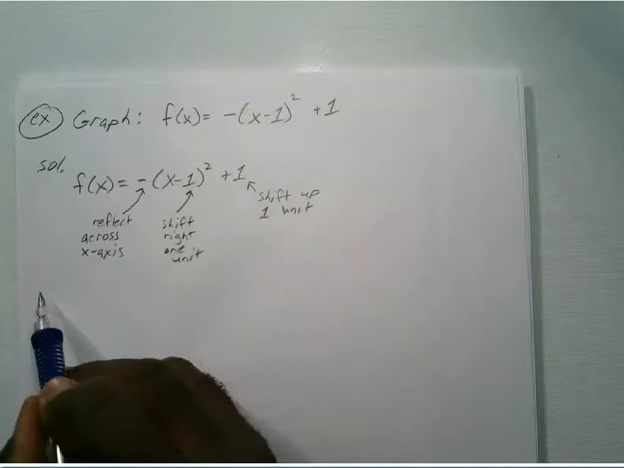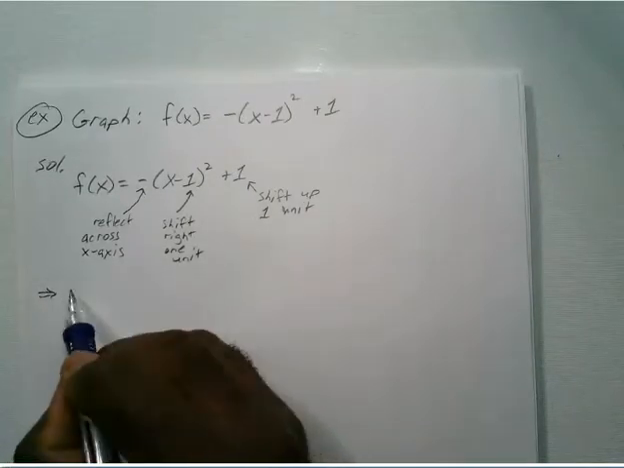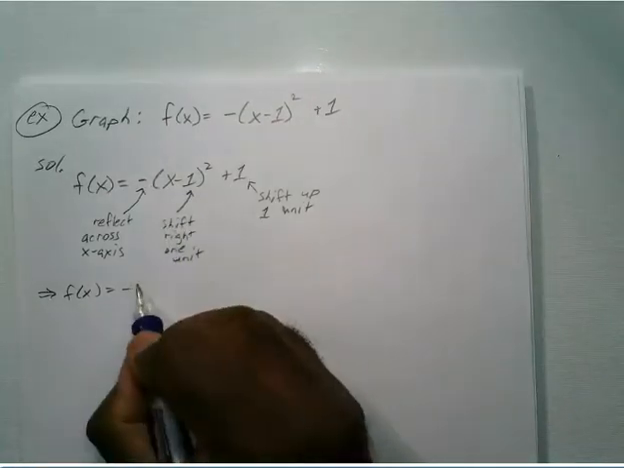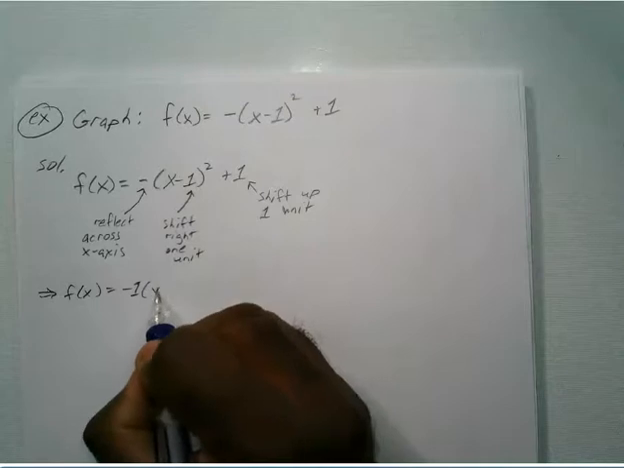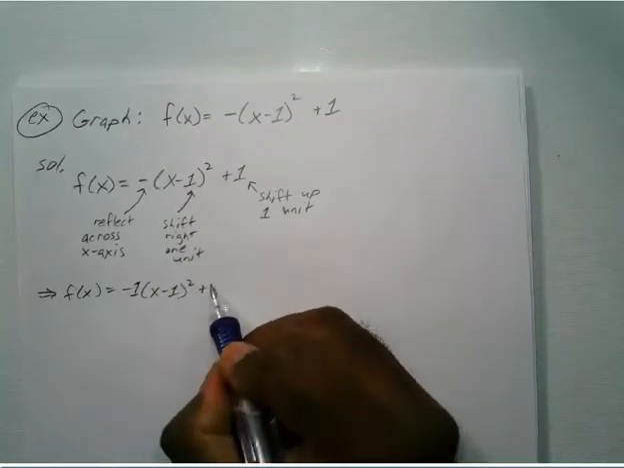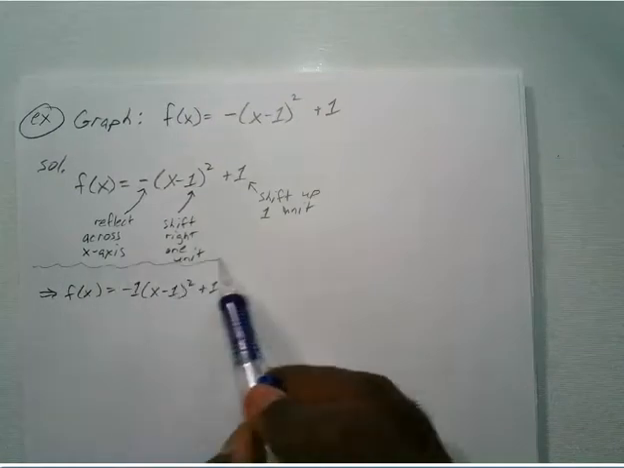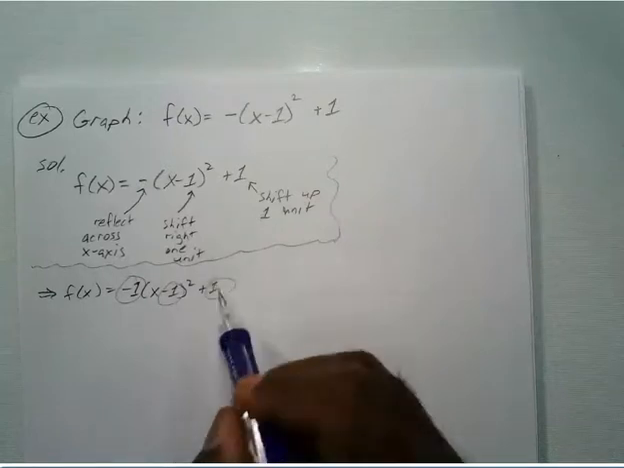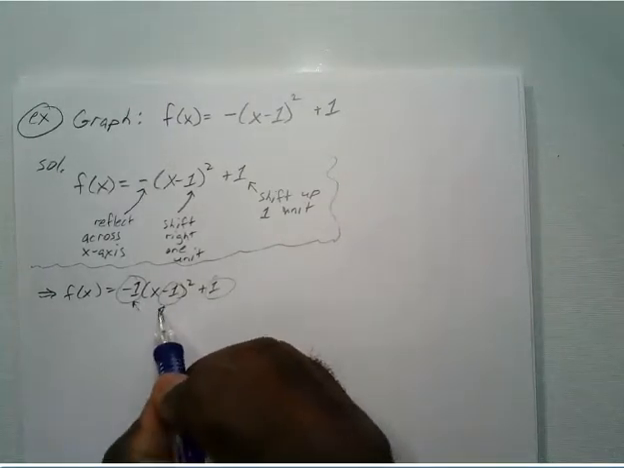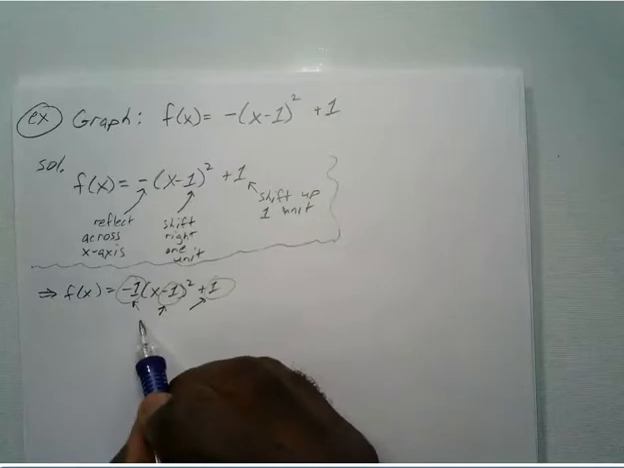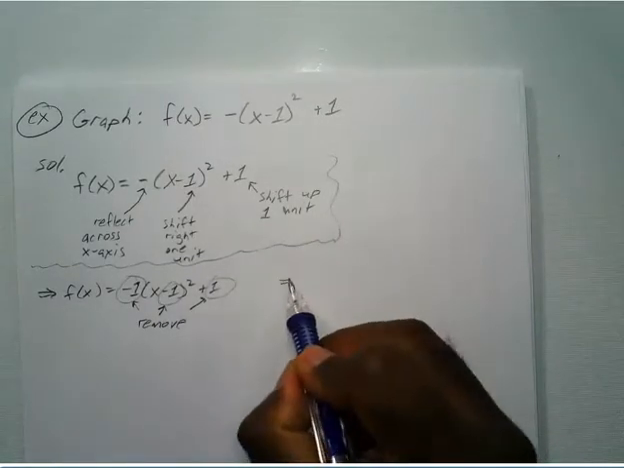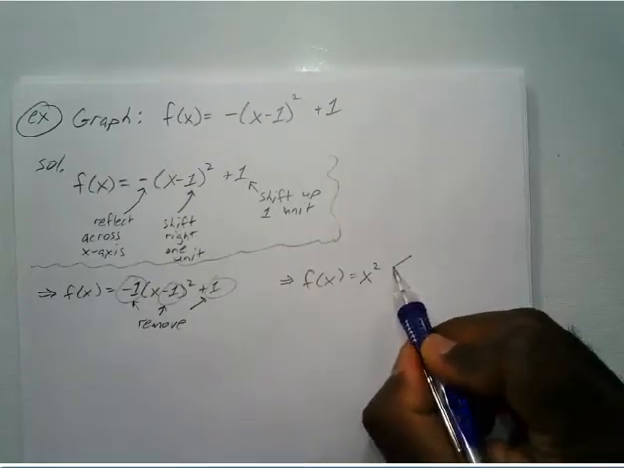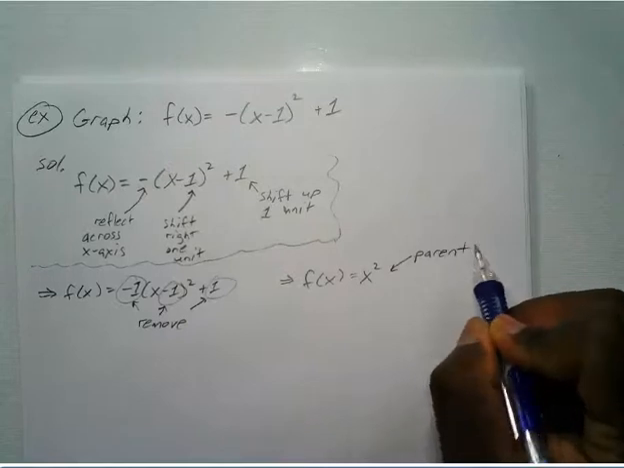Okay, so just doing a quick find of our parent function. F of x equals negative. Remember, that's the same as saying -1 times x minus 1 squared plus 1. So we get rid of all of our constants that are not associated with exponents or being exponents. So remove those, which means our f of x equals x squared is our parent function.